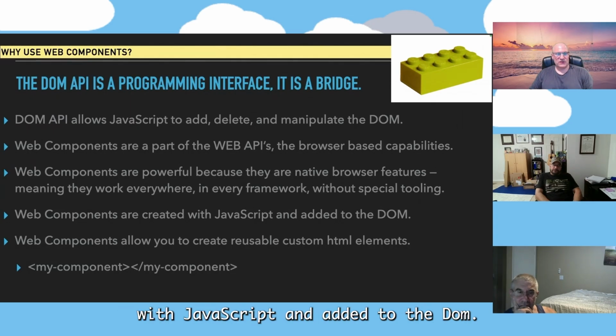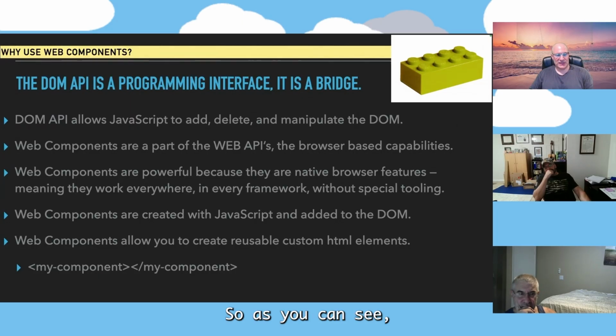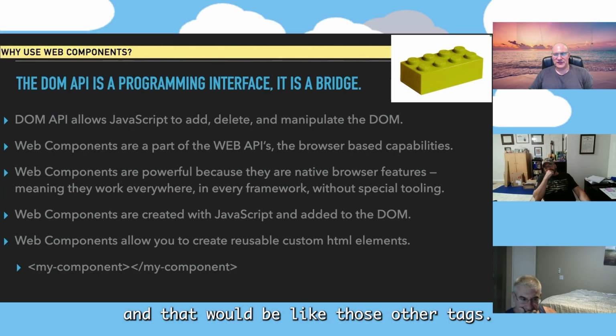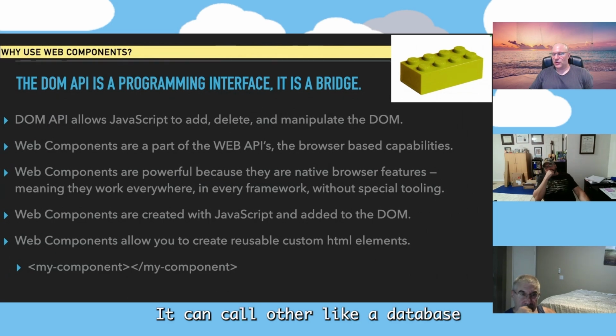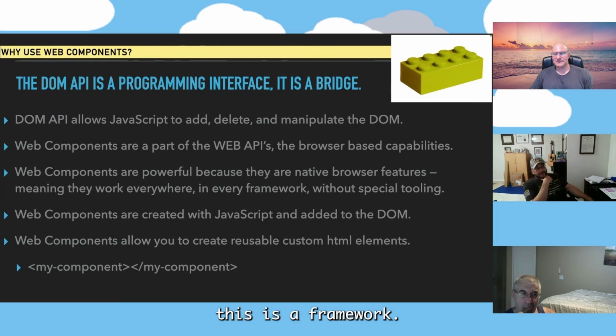Web components are created with JavaScript and added to the DOM. Web components allow you to create reusable custom HTML elements. So as you can see, I made my component tag, and that would be like those other tags, and it's self-contained. It can have functionality. It can have images, data. It can call other, like a database, and bring in things, and so it's basically like its own little self-contained unit. So the way to think about this is a framework, or a toolkit or a set of patterns, to allow you to create your own components, your own HTML elements, and they get attached to the DOM.